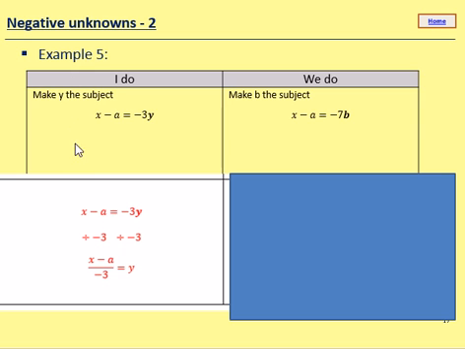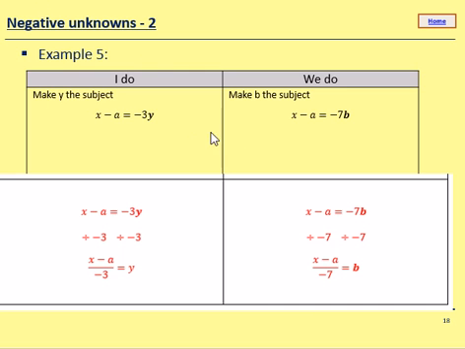And for the last I do and the we do, we've got x take away a equals negative 3y. And we simply just want to get y on its own. So at this stage we could just divide by negative 3. That's a quick way of doing this. That's going to give us just y equals x take away a divided by negative 3. Please pause the video here, copy that down, and then try the we do yourselves.